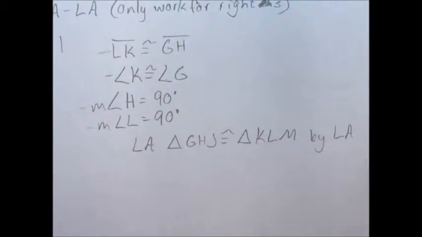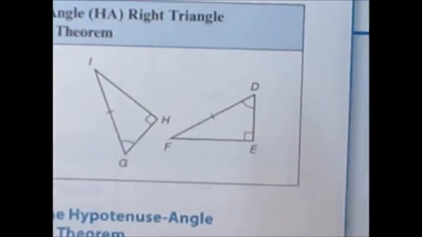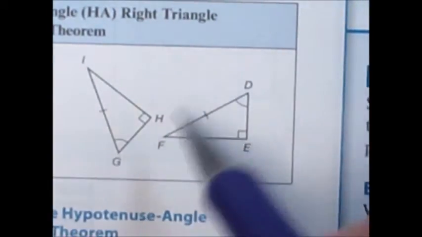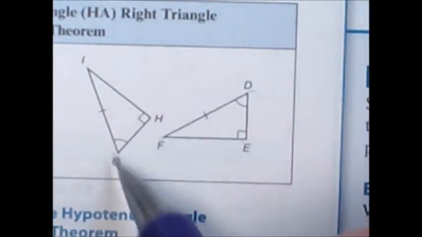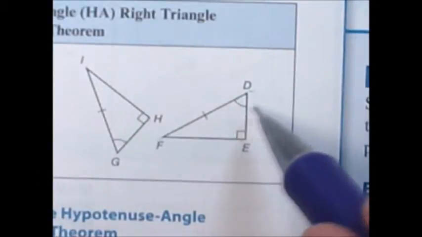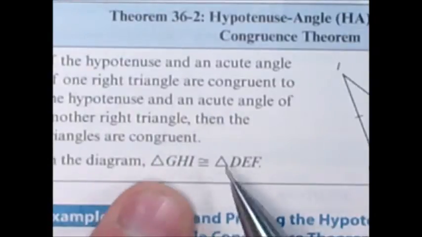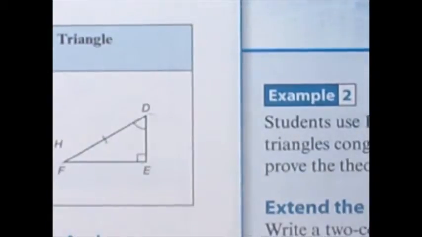Theorem 36.2 is hypotenuse angle. Hypotenuse angle uses the same kind of concept, except we're going to look at the hypotenuse, not a leg, this time. In this particular picture, the hypotenuse, being the one across from the 90-degree angle, is FD. And the one across from the 90-degree angle in the other triangle is GI, and they are congruent to each other. We also notice that angle D is congruent to angle G. Blam, the two triangles are congruent to each other. This is the statement that says that. So we just need to identify that in example 2.